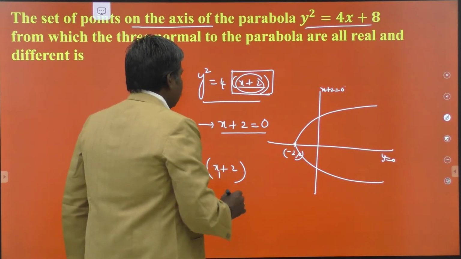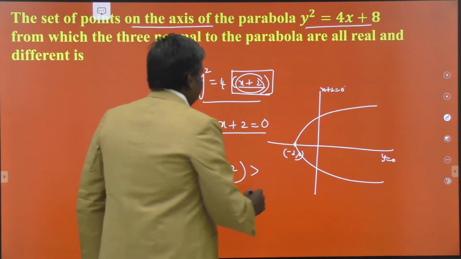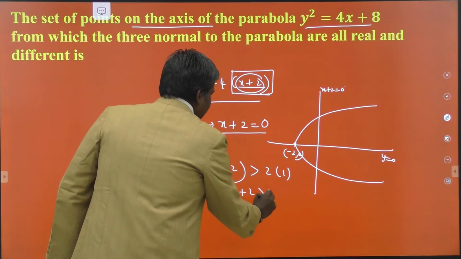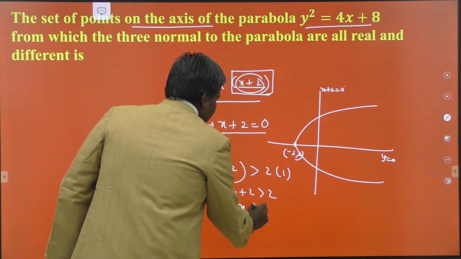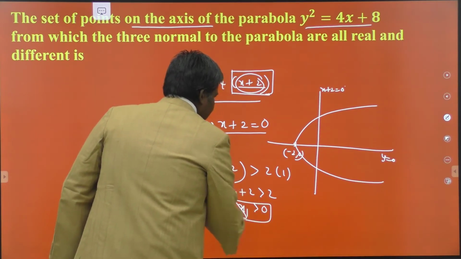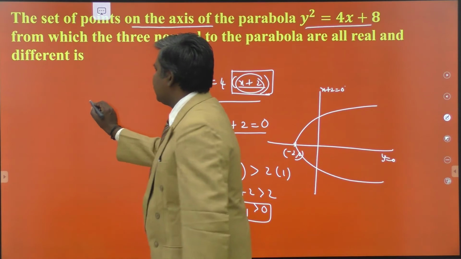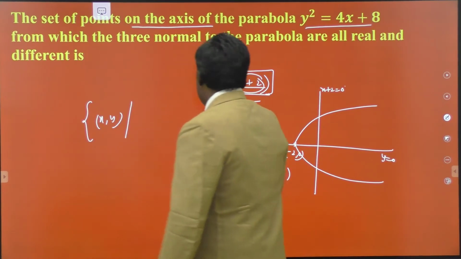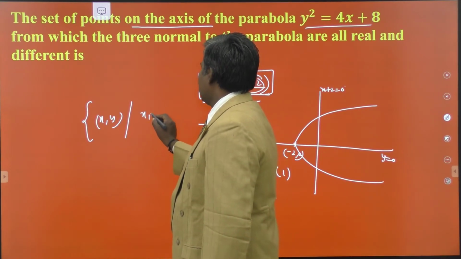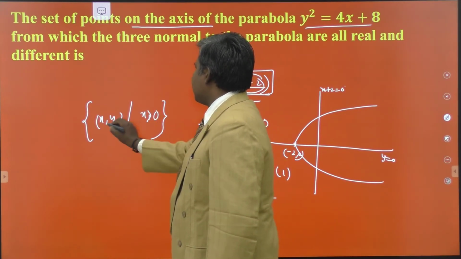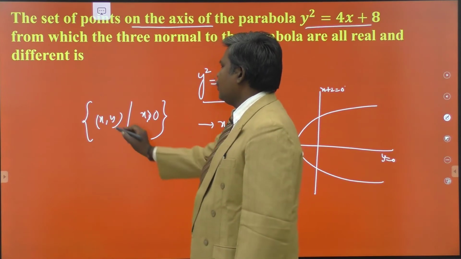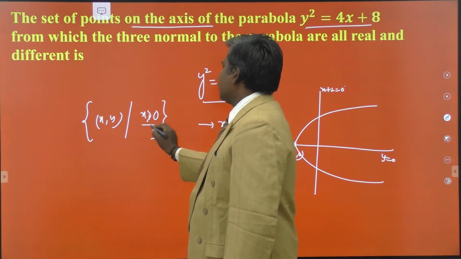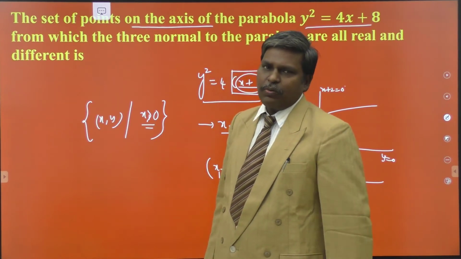That is x1 plus 2 greater than 2 times a. 2 times a is here 1. So x1 plus 2 greater than 2. So x1 greater than 0. Therefore, the set of all points on the axis is the set of all x comma y such that x1 is greater than 0, or x greater than 0. If you take that point as x comma y, the set of all points x comma y such that x is greater than 0.